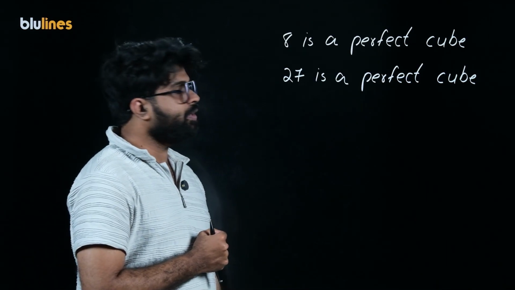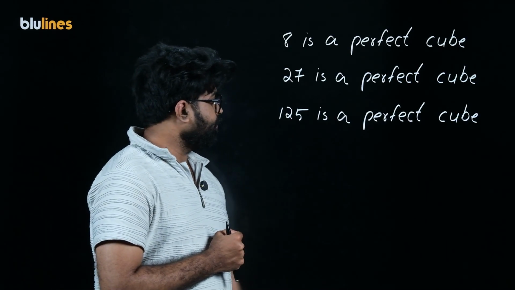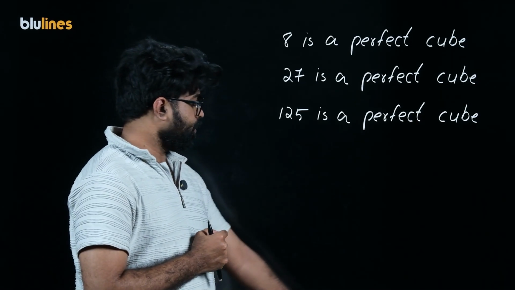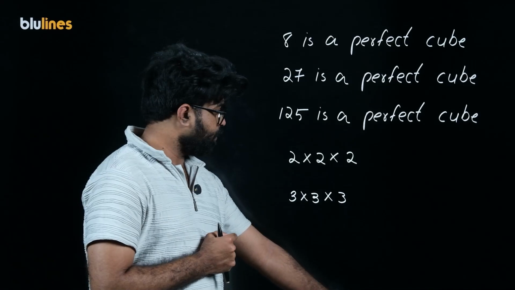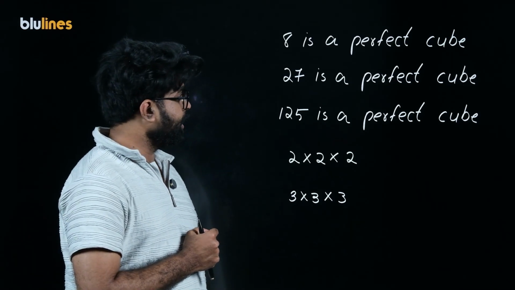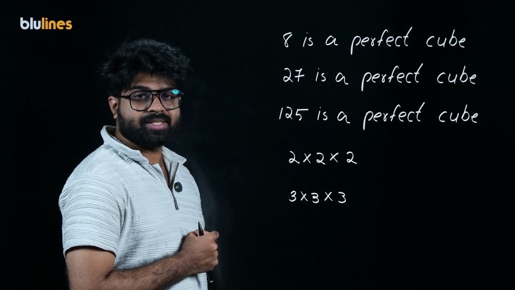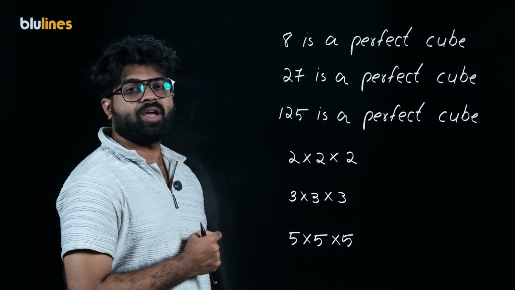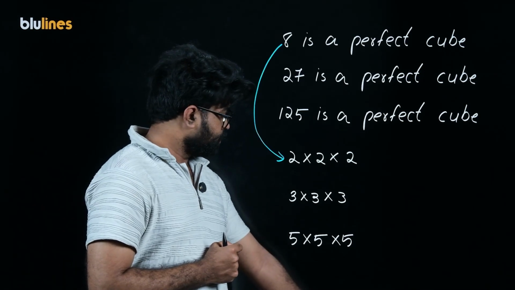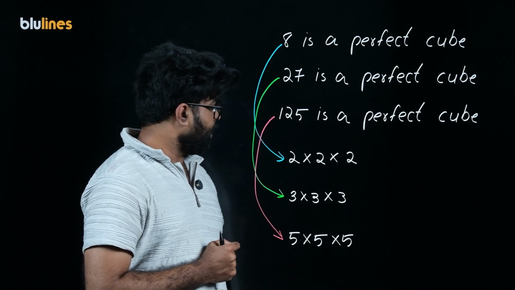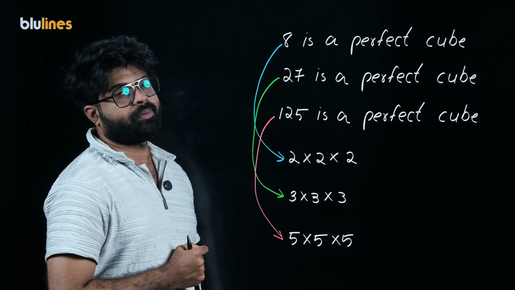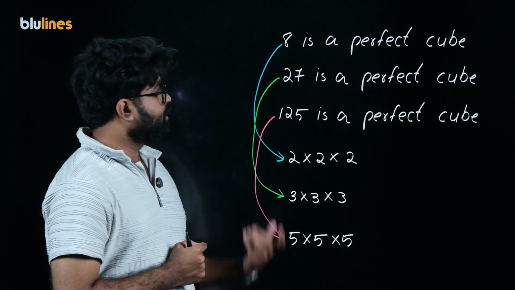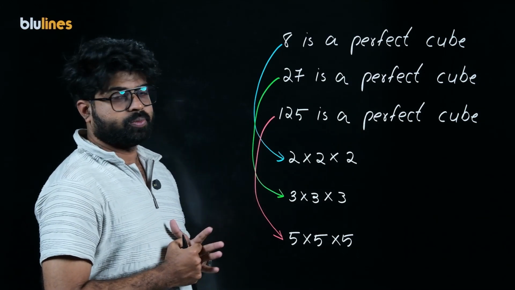Similarly, 27 is also a perfect cube, and we have 125, which is a perfect cube. Why is 8 a perfect cube? Because 8 can be expressed as 2 multiplied by 2 multiplied by 2. Similarly, 27 can be expressed as 3 multiplied by 3 multiplied by 3, and 125 can be expressed as 5 multiplied by 5 multiplied by 5. So these are 2 cube, 3 cube, and 5 cube. These numbers, 125, 27, and 8, are all perfect cubes.